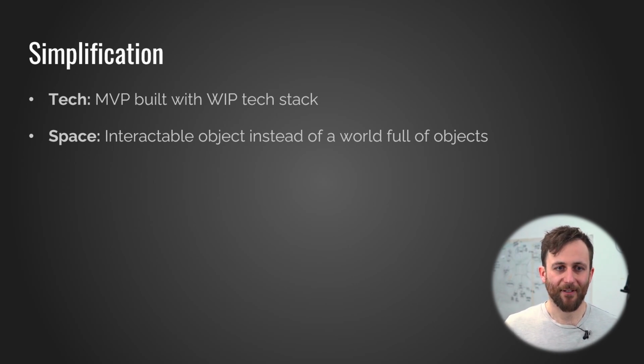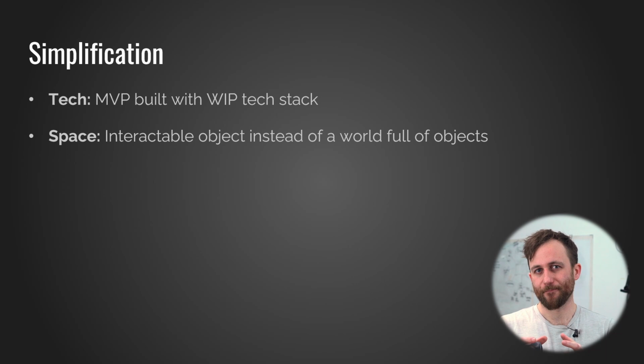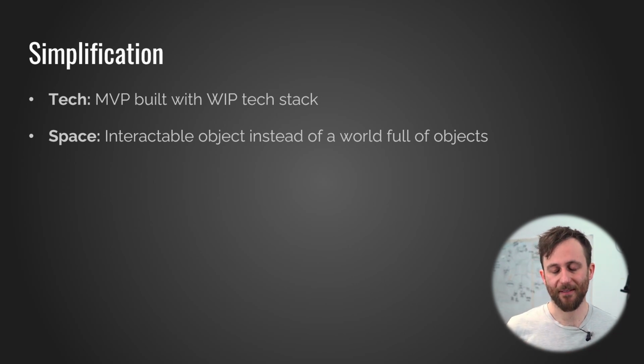Spatial representation, or the use of space: we went from a world full of objects to one interactable object in the user's world. So you don't have a full world that you need to fill, but you have a lot more focus using these volumes than you would have traditionally in VR. That's a really interesting way, because it changes how you can represent information, how you can represent interactions, and also how much cognitive load you can expect from the users.